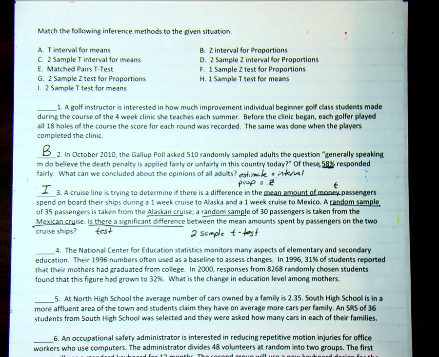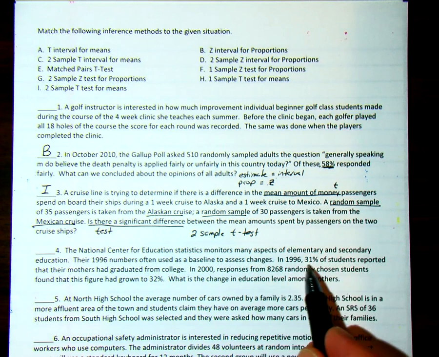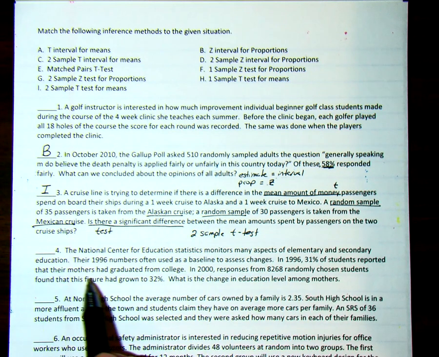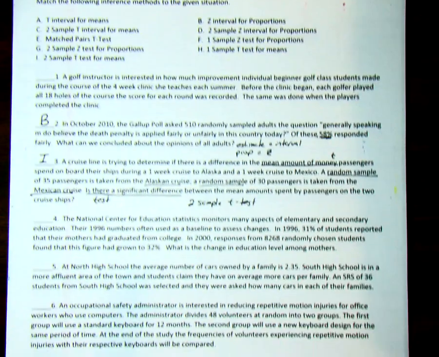Okay, let's try to do number 4. In number 4, the National Center for Education Statistics monitors many aspects of elementary and secondary education. 1996 is often used as a baseline to assess changes. In 1996, 31% of students reported that their mothers had graduated from college.